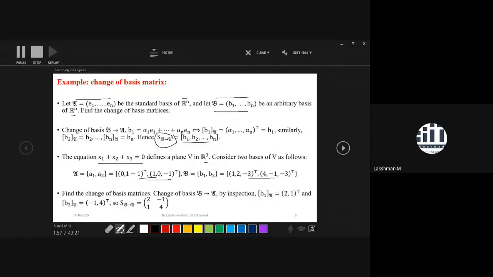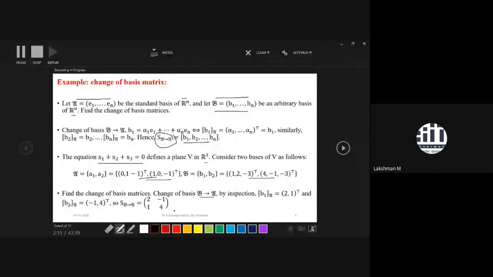So we have to find the change of basis matrix from B to A. Then we will find the change of basis matrix from A to B. Also, you don't need to find it directly by a similar process for B to A. Just find the inverse of A to B, then you will get that matrix as well.